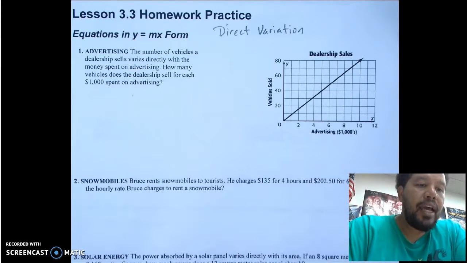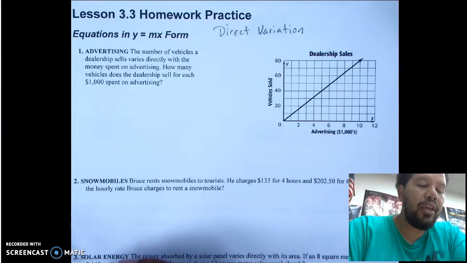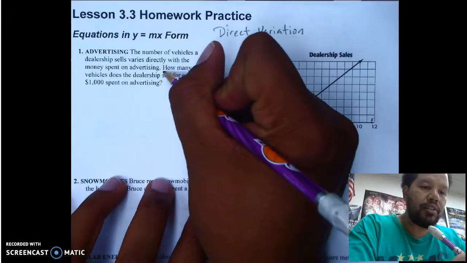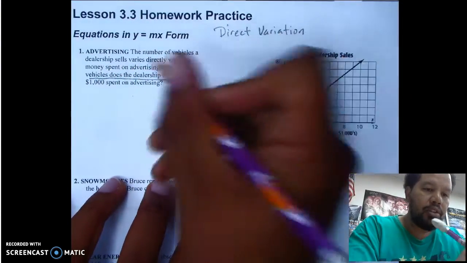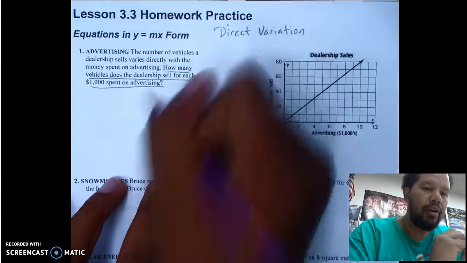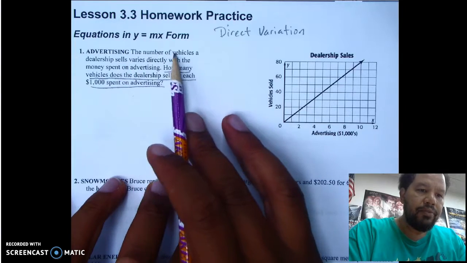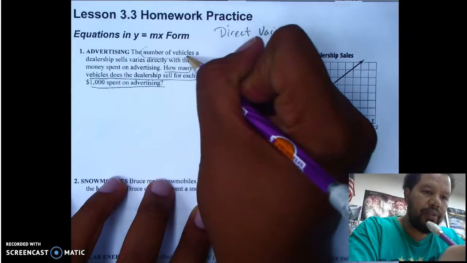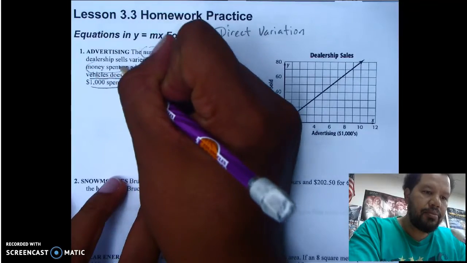Okay, so here we have the advertising. The number of vehicles a dealership sells varies directly with the money spent on advertising. How many vehicles does the dealership sell for each $1,000 spent on advertising? So what we were trying to find out is how many vehicles this dealership sells for each $1,000. And it says the number of vehicles varies directly with the money spent.